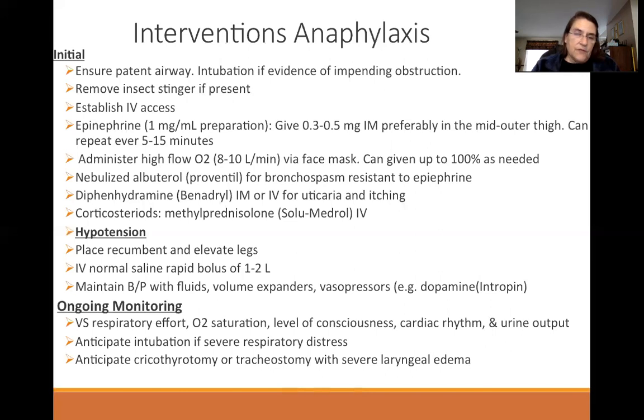IV normal saline with a rapid bolus of 1 to 2 liters. We're going to maintain their blood pressure with fluids, volume expanders. We might even need to give them some vasopressors like dopamine. And then we'll monitor them. We're going to watch their vital signs. We're going to monitor their respiratory effort. We'll watch their O2 saturations. We'll evaluate their level of consciousness. We'll look at their cardiac rhythm and watch their urine output.